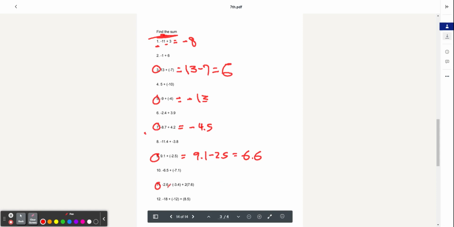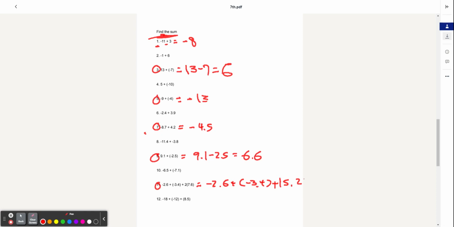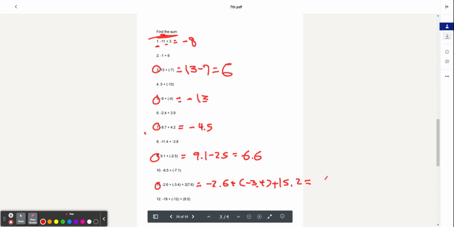11, negative 2.6 plus negative 3.4 plus 2 times 7.6. So let's do the multiplication first. Negative 2.6 plus negative 3.4 plus 15.2. And now let's add these two negative numbers. That becomes negative 6 plus 15.2. And when we add that, it becomes 9.2.